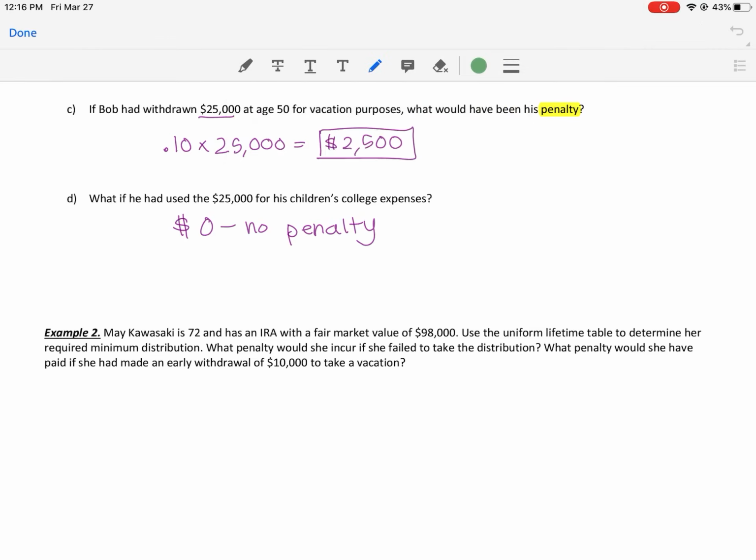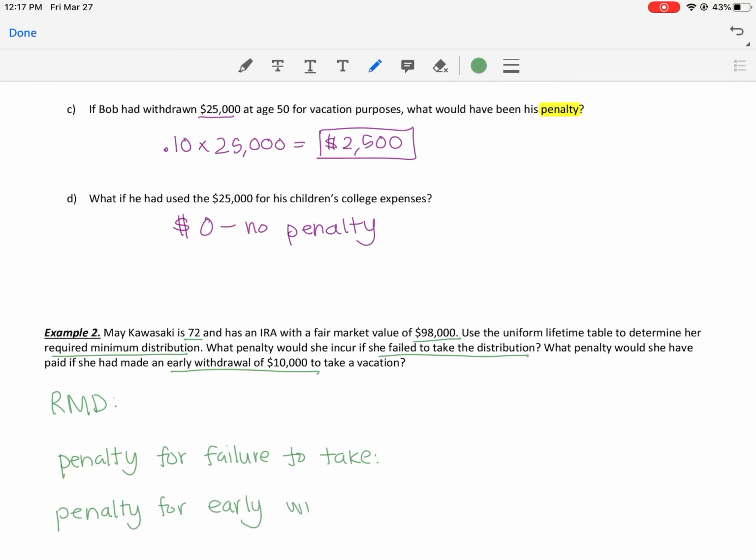May Kowalski is 72 and has an IRA with a fair market value of $98,000. Use the uniform lifetime table, which is up above, to determine her required minimum distribution. So we're going to want required minimum distribution. What would be her penalty if she failed to take it? Penalty for failure to take. Okay. And what would be her penalty for early withdrawal? Penalty for early withdrawal.